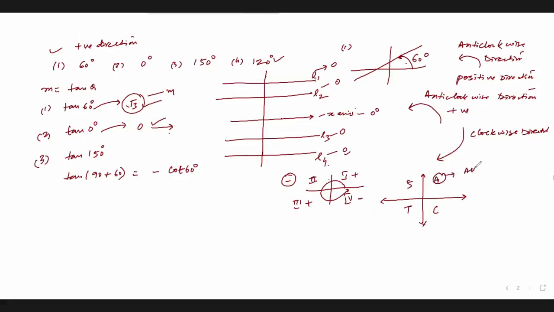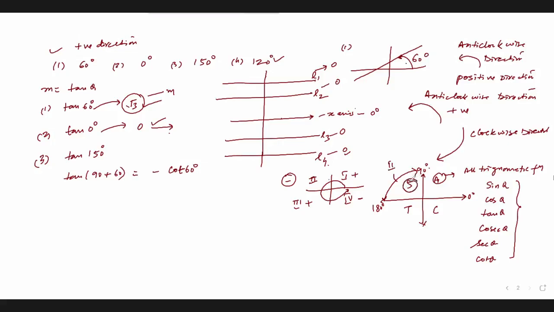A stands for all trigonometric functions. And what are the trigonometric functions? They are sine theta, cos theta, tan theta, cosec theta, sec theta, and cot theta. They all are positive in the first quadrant. What is the first quadrant? It is from 0 degree to 90 degree. When we are talking about the second quadrant, that means from 90 degree to 180 degree, this is my second quadrant.